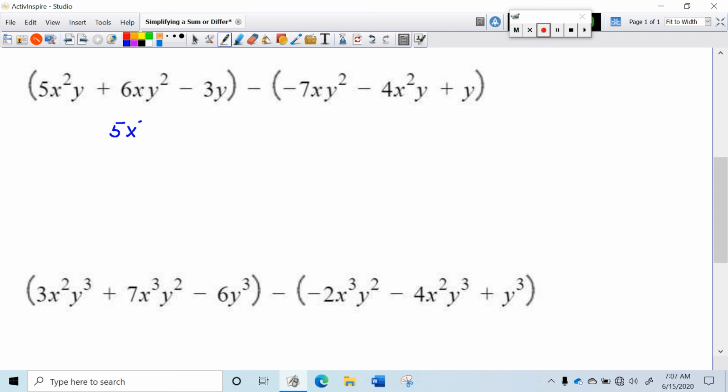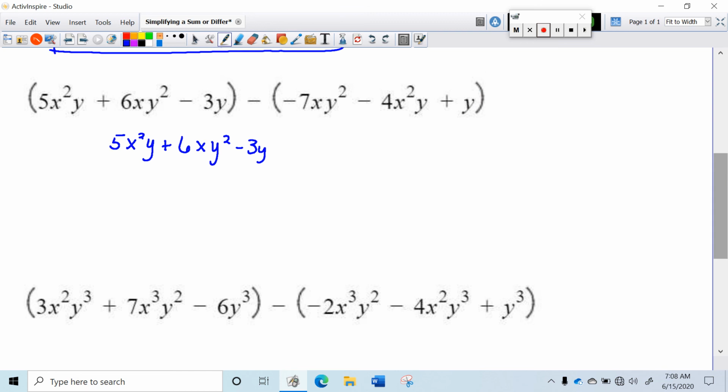So on the next one, the first set of parentheses doesn't have anything in front of it, so I can just write that down. 5x squared y plus 6xy squared minus 3y. Okay, whenever you have a negative in front of the parentheses and there's no number with it, you change all signs in the parentheses after it. So this negative 7xy squared is going to change to a positive. This negative changes to a positive. This positive changes to a negative.